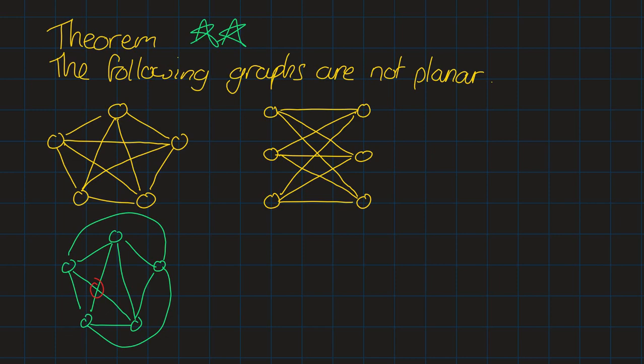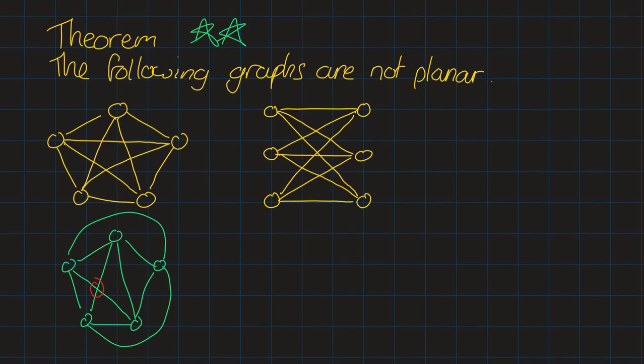So I won't really be asking you to prove that a graph is non-planar in this course, because it's a bit much to ask. But you could reasonably be asked to prove that a graph is planar, okay? And I expect you to remember that these two examples in particular are non-planar, okay? And you can use this theorem to deduce that other graphs are non-planar as well. Okay, so what do I mean by this?